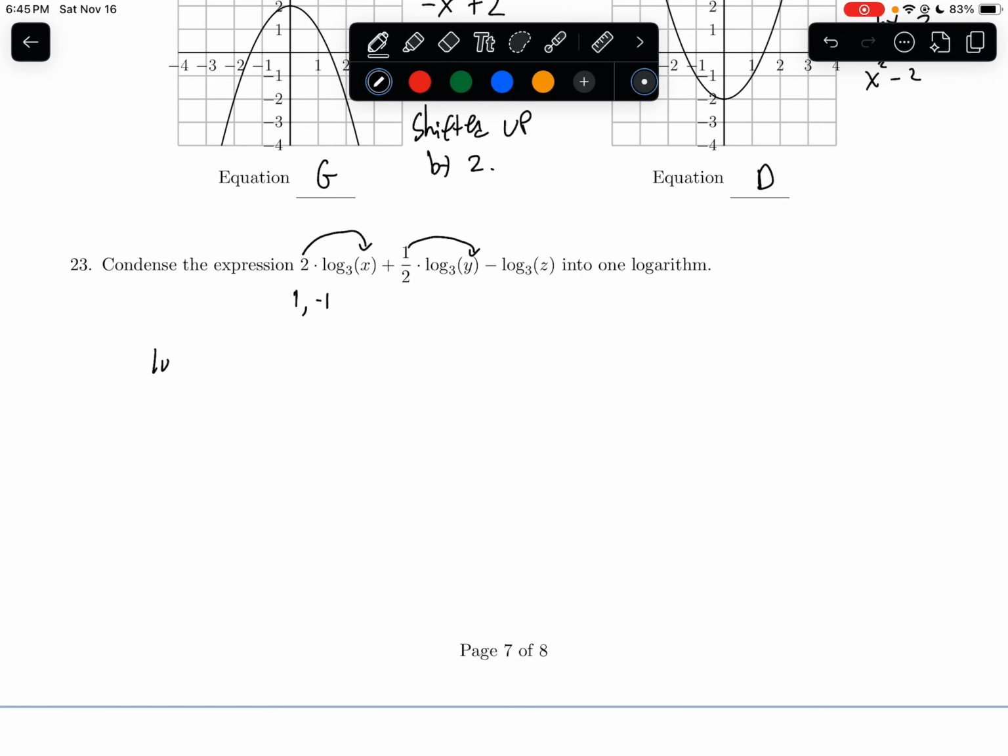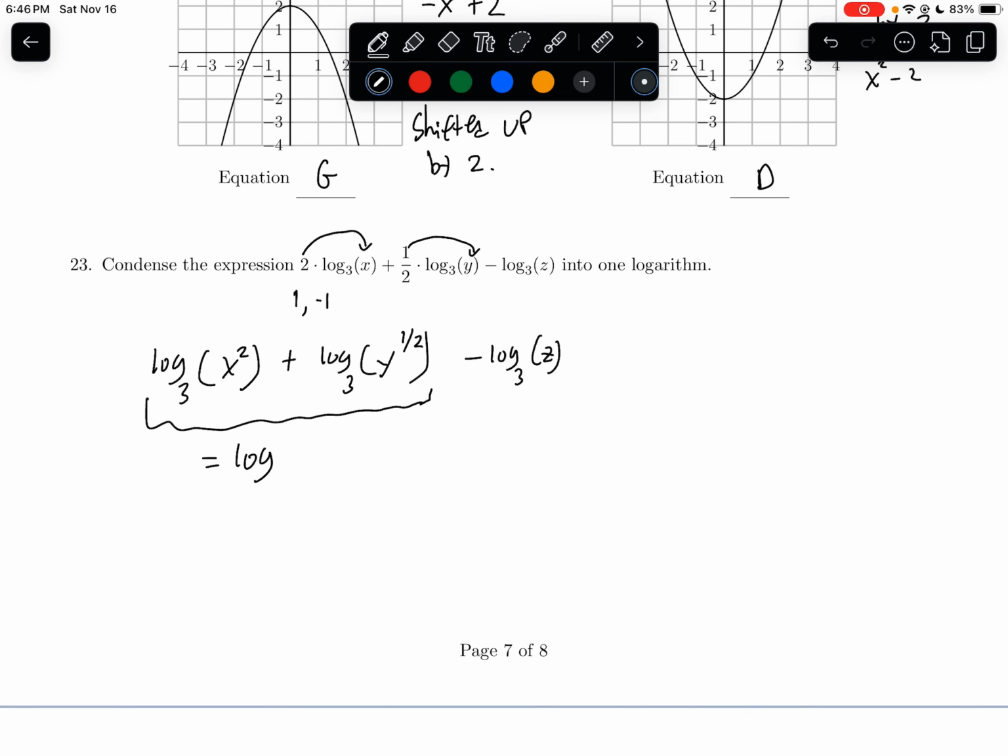Right? So I can write this as log 3 of x squared plus log 3 of y to the 1/2 minus log 3 of z. The minus is fine. You can leave that. These two terms combine. I'm adding them together so I can multiply their terms, which I knew to do because I want to go to one logarithm. I need to start putting these together, and that would be how I would do it. So x squared y to the 1/2.